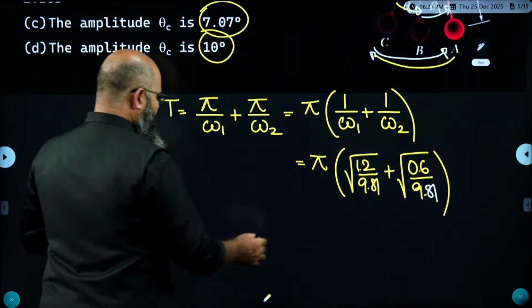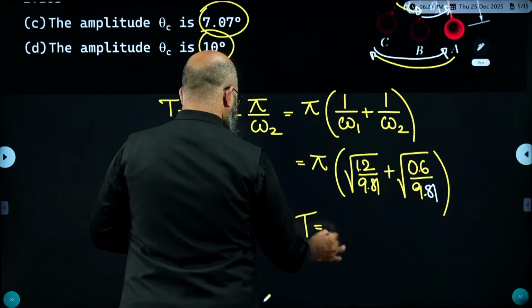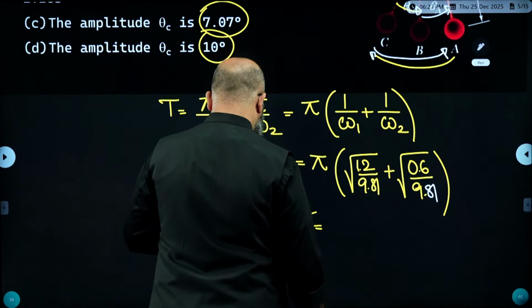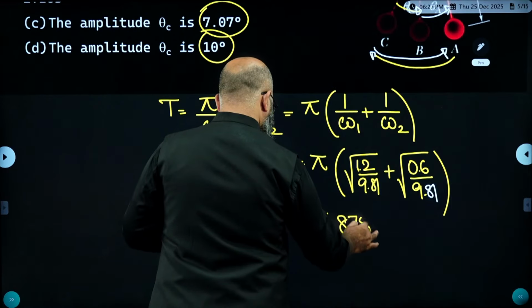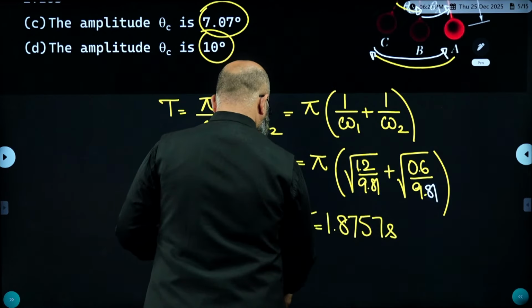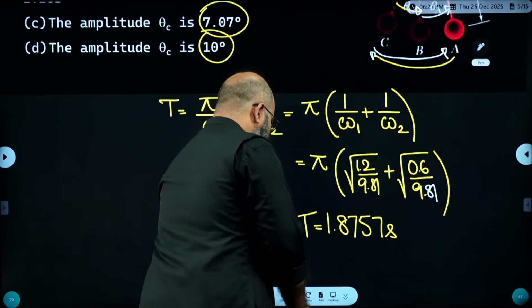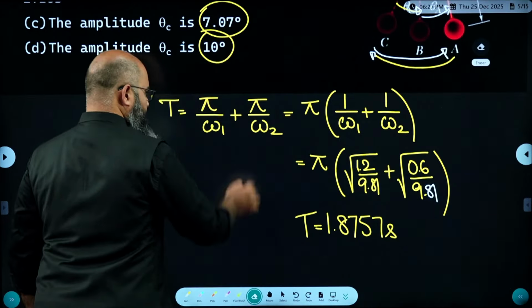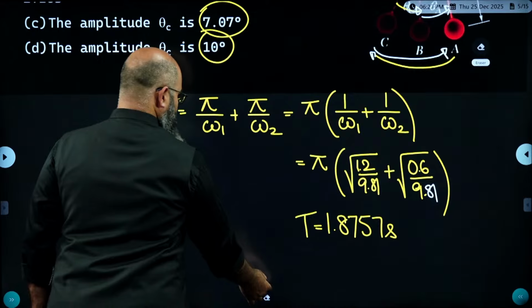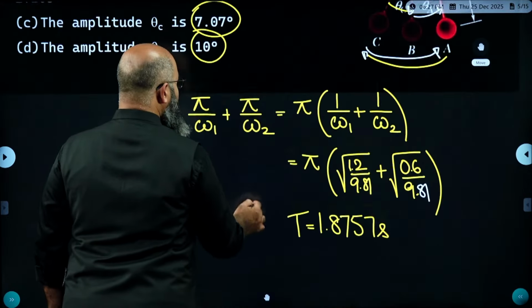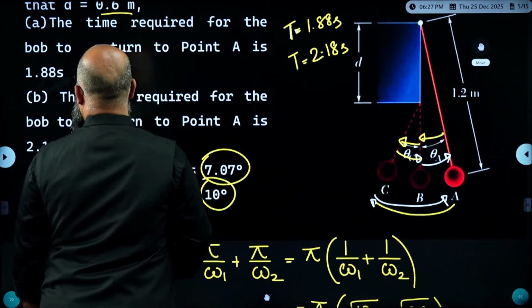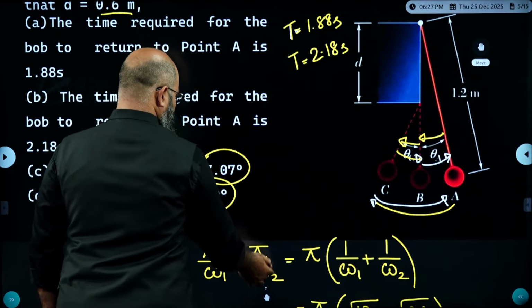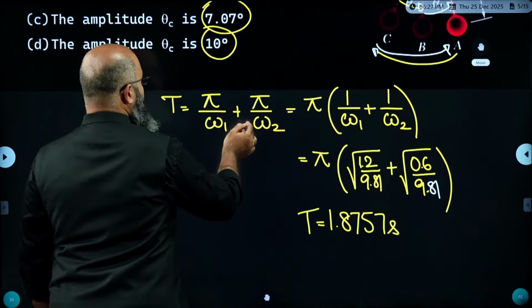I'm getting the value of time period over here. The effective time period over here is equal to 1.8757 seconds. Let us see, do we have any option supporting this thing? 1.88 is fine. So option A is correct over here. So one option is option A over here, that is correct.